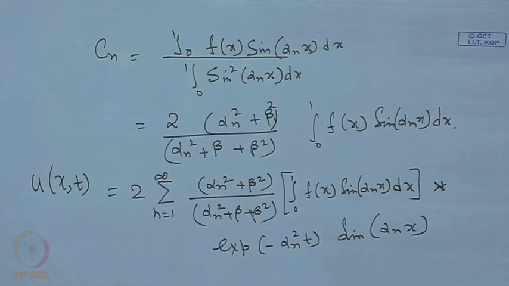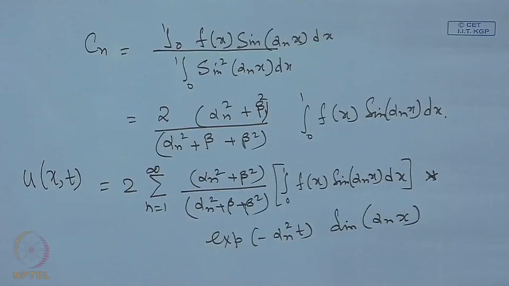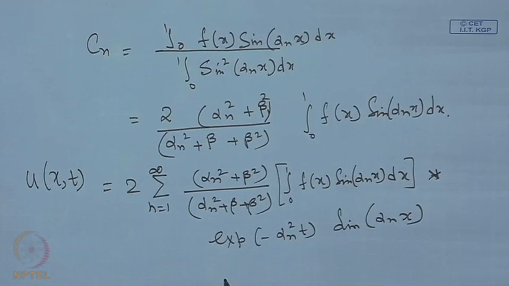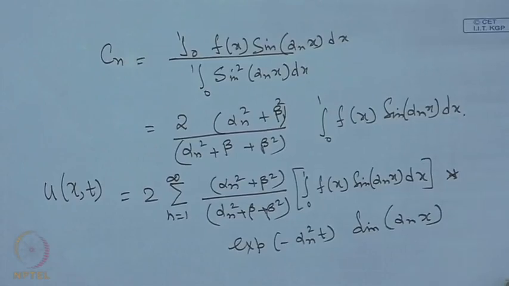So, that gives the complete solution, and alpha n's are the roots of the transcendental equation alpha n tan alpha n plus beta is equal to 0. So, this gives the complete solution for a basic parabolic partial differential equation with a Robin mixed boundary condition.